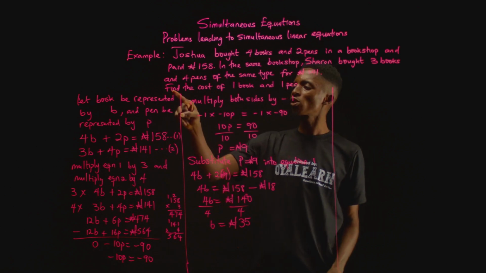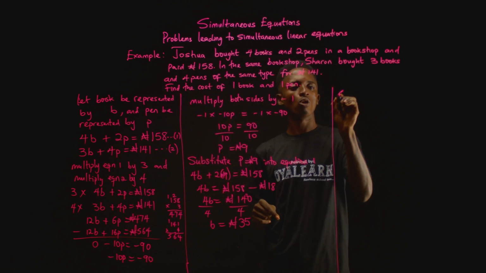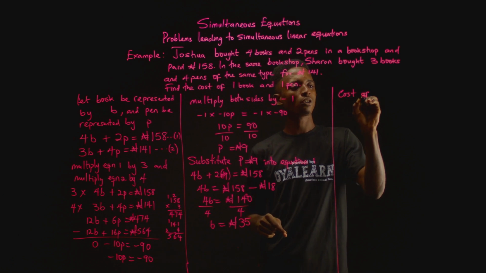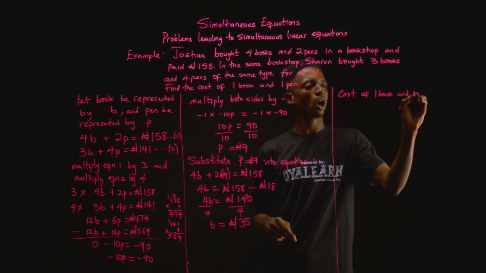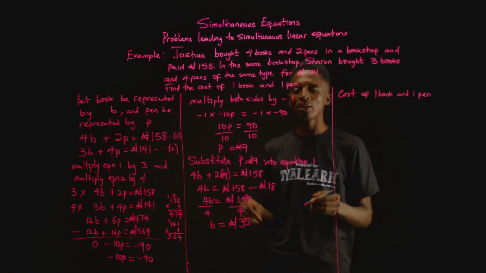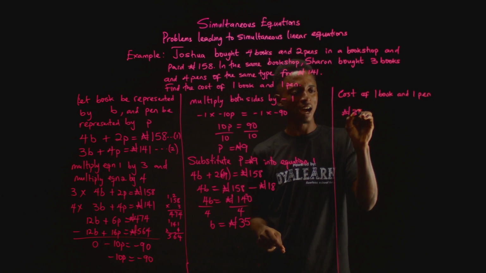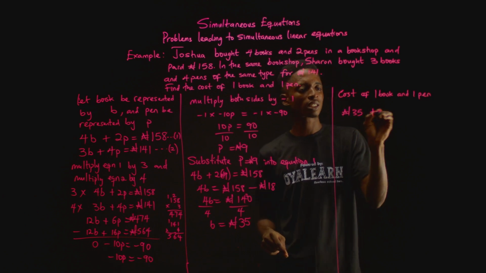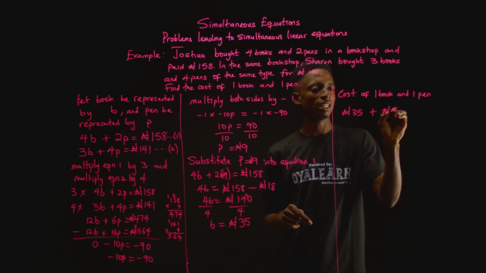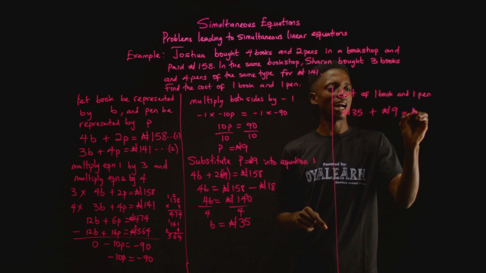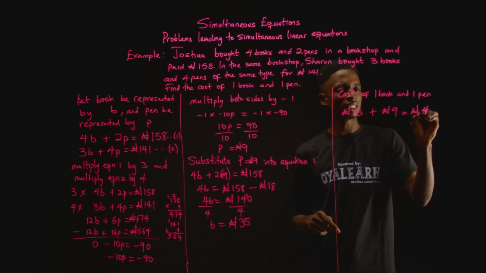Now remember, the question says find the cost of one book and one pen. So the cost of one book and one pen would be given as, now the cost of a book is 35 naira plus the cost of one pen, which is 9 naira. And this will give us our answer as 44 naira.